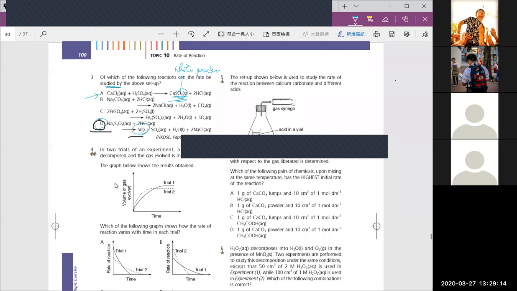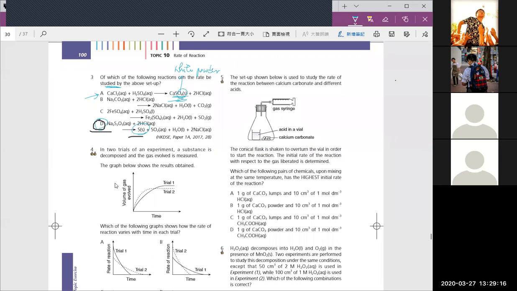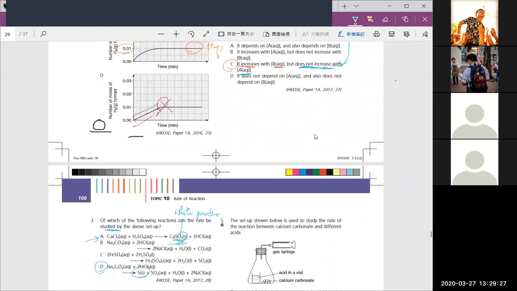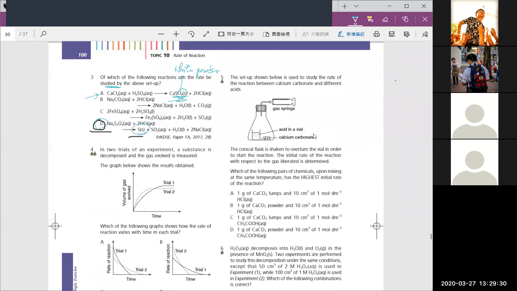Can you get a point? Okay, 張家榮, do you know? Calcium carbonate is a fine powder. Calcium carbonate where? I did not mention anything about calcium carbonate. Calcium sulfate. So as sulfur, sulfur is also in the form of a fine powder. Why can't we choose A?